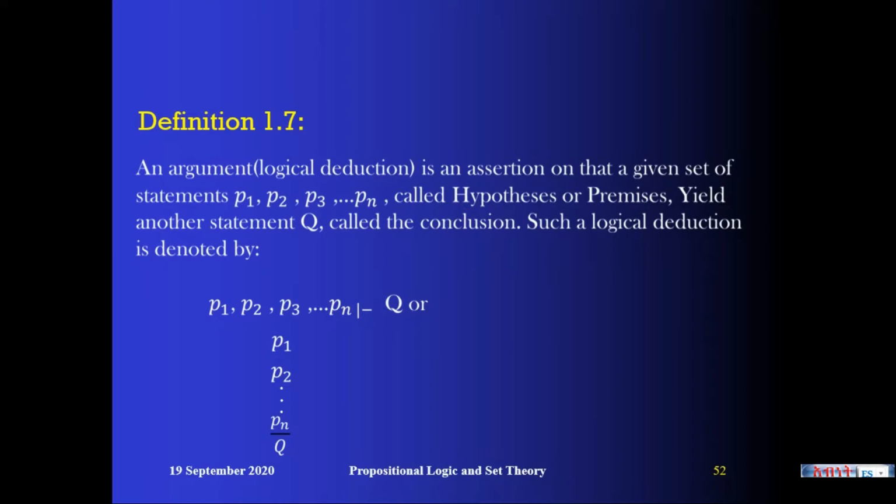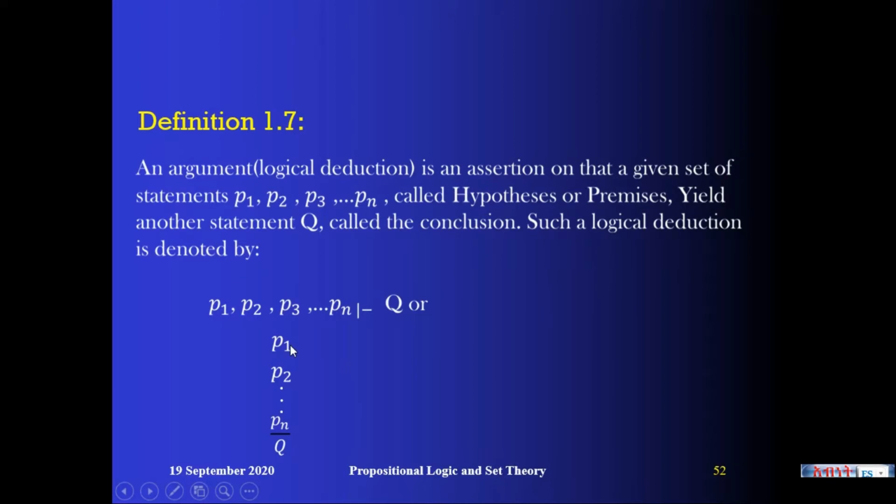As you see here, an argument is an assertion that a given set of statements P1, P2, P3 up to Pn, called hypotheses or premises, gives another statement Q, called the conclusion. Such a logical deduction is denoted like this. Here we may use a different number of statements. Here we may have P1, P2, P3 up to Pn. After this symbol we put the conclusion. This is one of the methods which denote logical deduction.